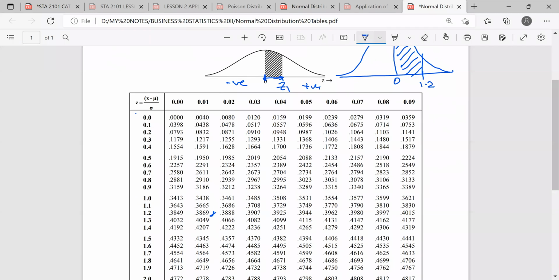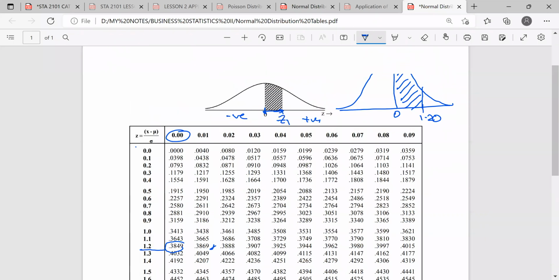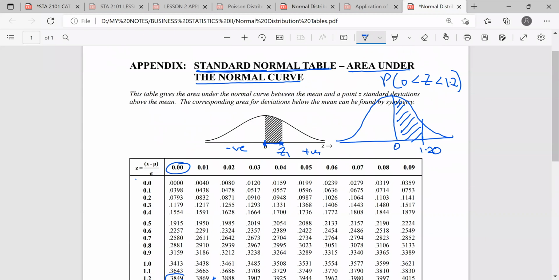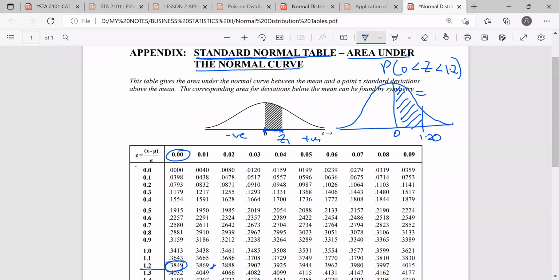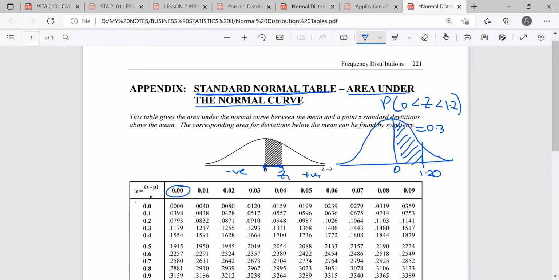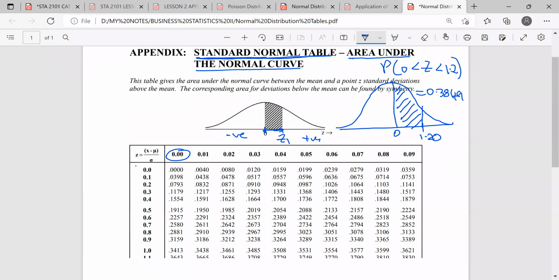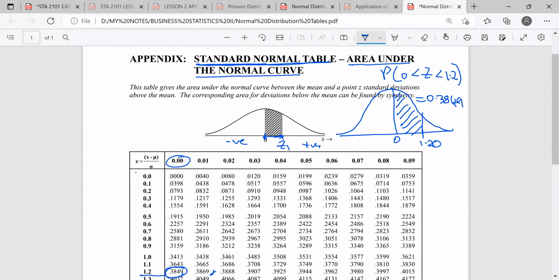In this case, this is 1.20, 2 decimal places, 1.20. So 1.2 is here and 0 is here. So the shaded area here is this number here, 0.3849. That's the area between 0 and 1.2.